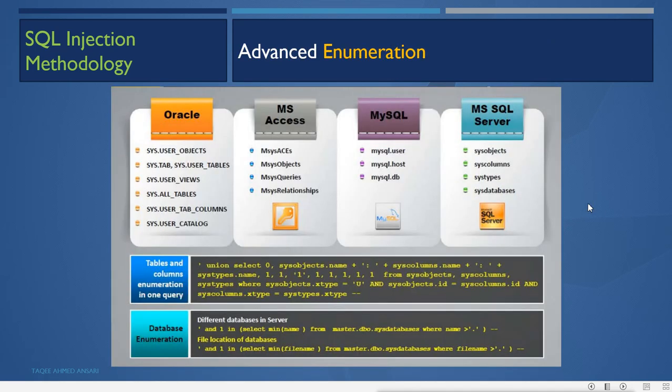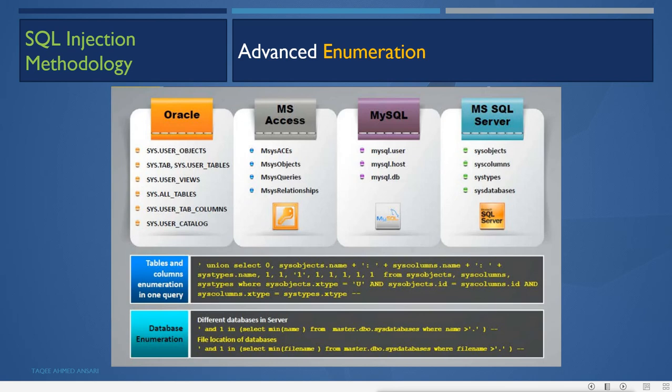Now advanced enumeration depends on the different database services. We have these different database services like Oracle, Microsoft Access, MySQL and Microsoft SQL Server. In Oracle these are the options: sys.user_object, sys.table, sys.user_table, sys.user_view, sys.all_table, sys.user_tab_column, sys.user_catalogs.